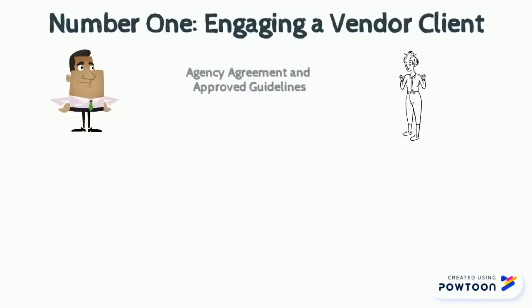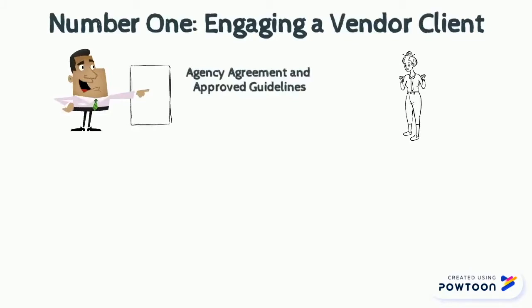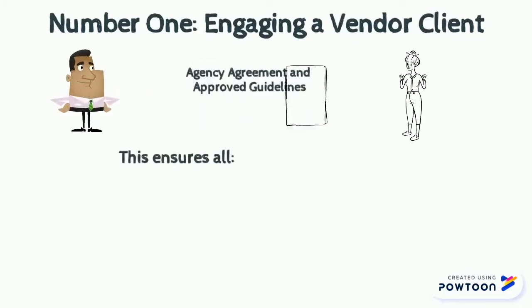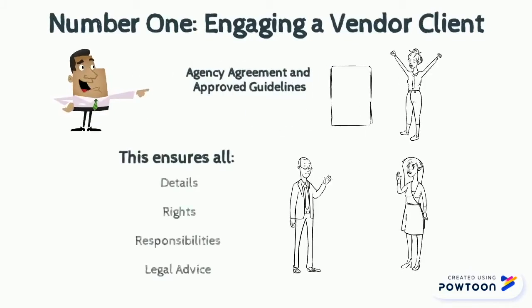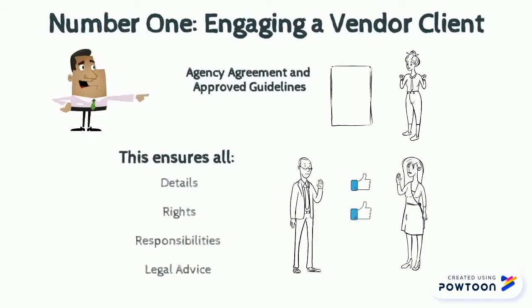Number 1. Engaging a vendor client. Upon engaging with a client as an agent, you must provide an agency agreement and the approved guidelines. This ensures that all the details, rights, and responsibilities of your relationship are agreed upon and understood by both parties. It is also your duty to suggest they get legal advice before entering into this agency agreement with you.